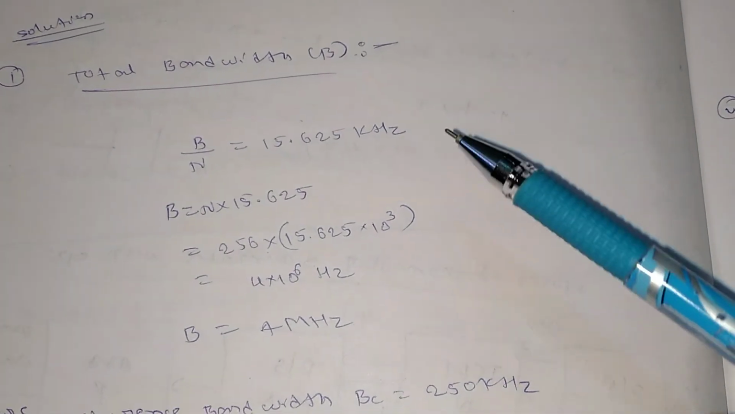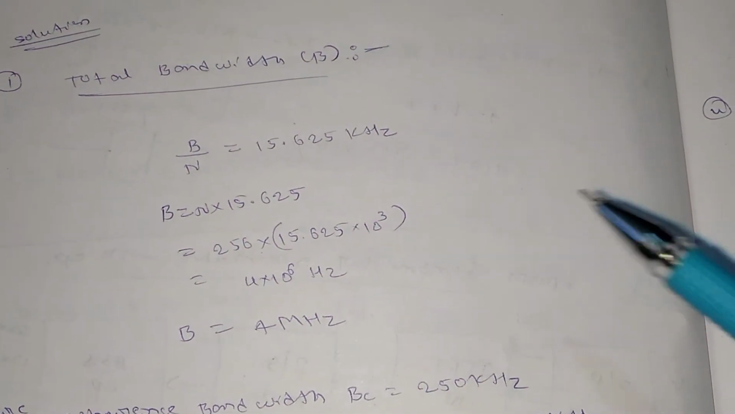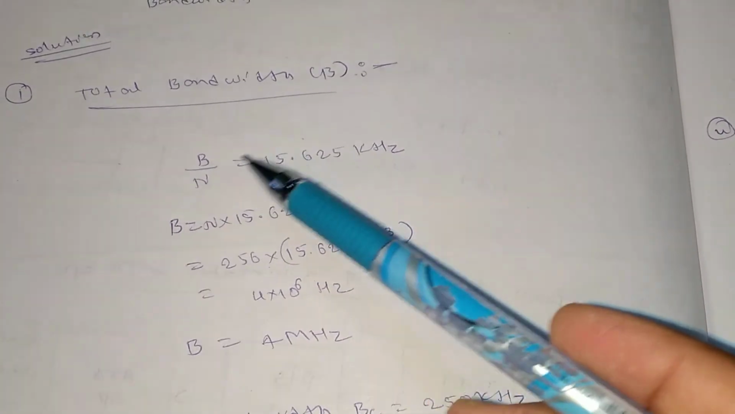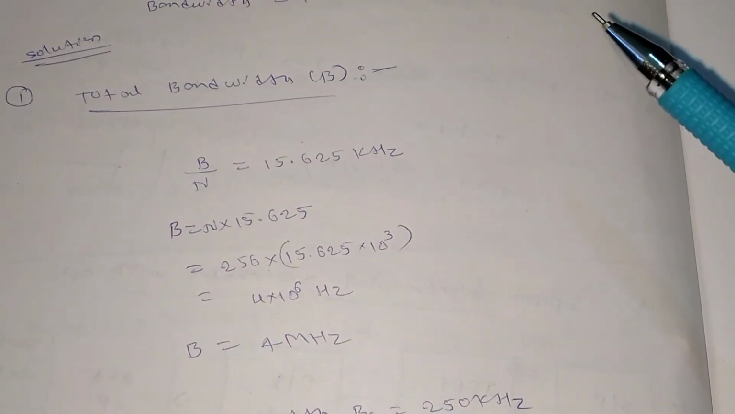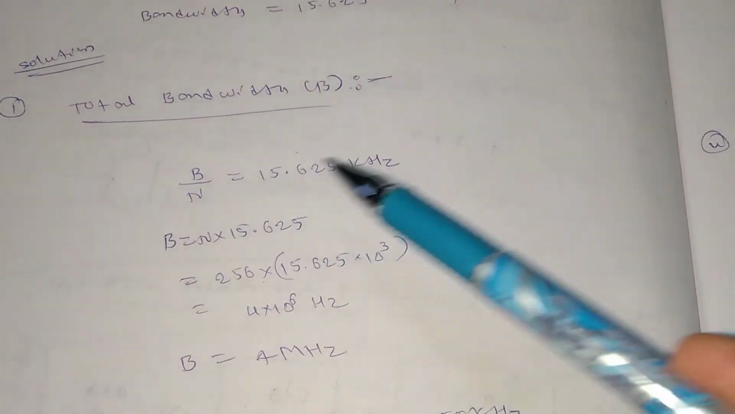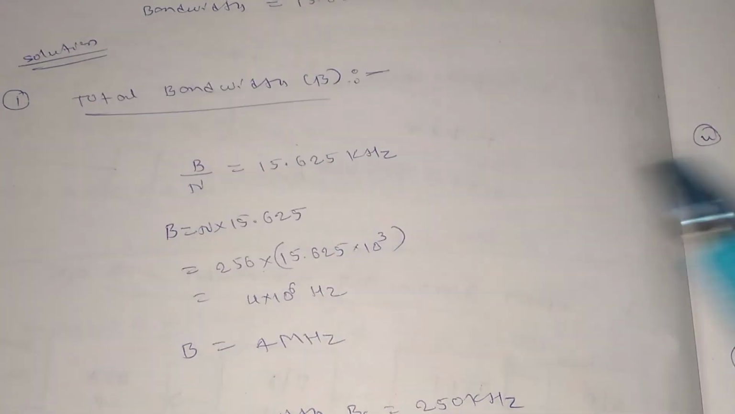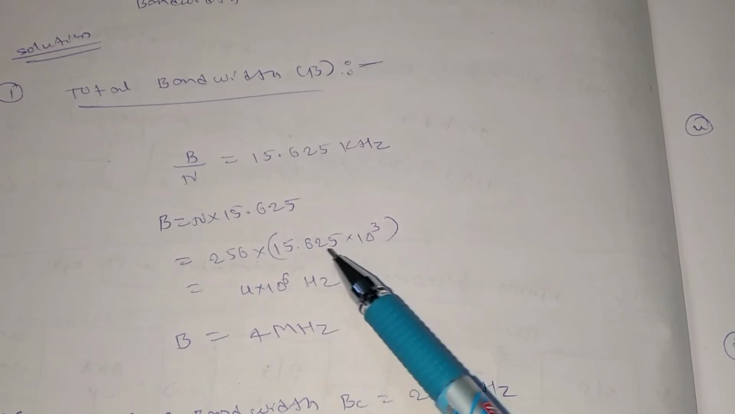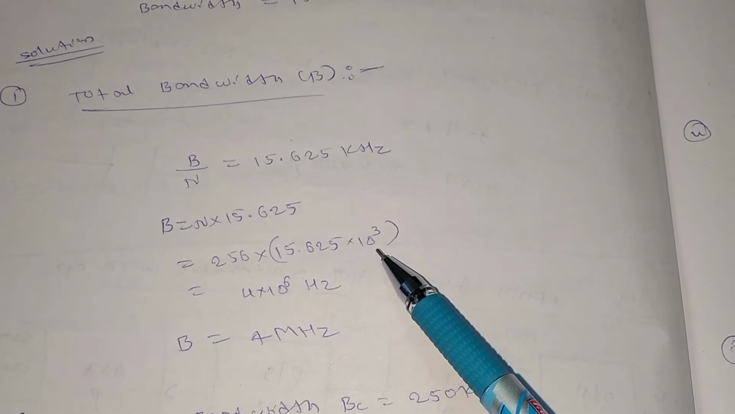Okay, so first, to find out the total bandwidth B, I am using this formula: B by N will be equal to 15.625, that is, total bandwidth divided by total number of subcarriers will be equal to the bandwidth given to a particular one subcarrier. So I can write this equation B by N equal to 15.625, and if I try to find B here, then it will be N into 15.625, and N they have given as 256. The value is in terms of kilo, so I will multiply it by 10 to the power 3.